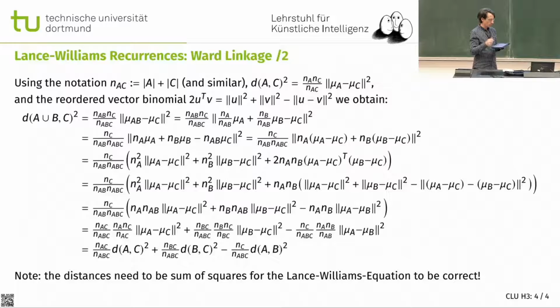But we haven't proven Ward linkage yet. To do this, to make it more readable, I'm now using a shortcut version. So I'm writing NABC if I mean the number of objects in A plus the number of objects in B plus the number of objects in C. But if I would spell this out, the frame would overflow. It would be too much, too large equations. It's much more readable if I use the N. The second part that I'm using is what I just proved. That is the previous slide.